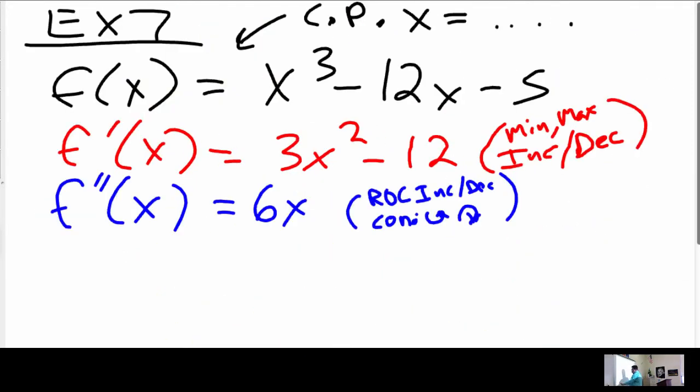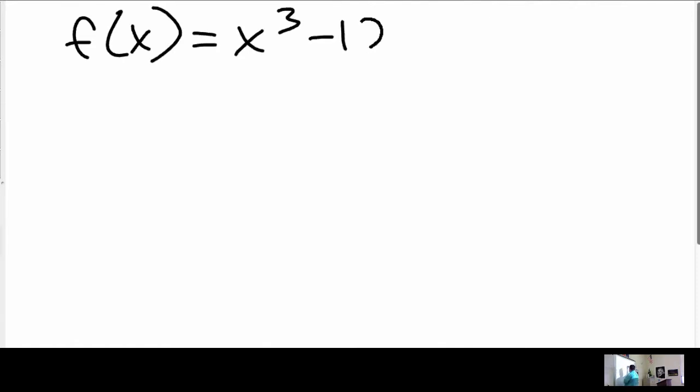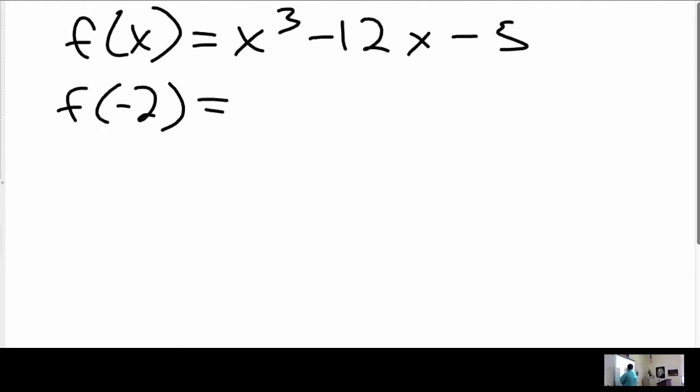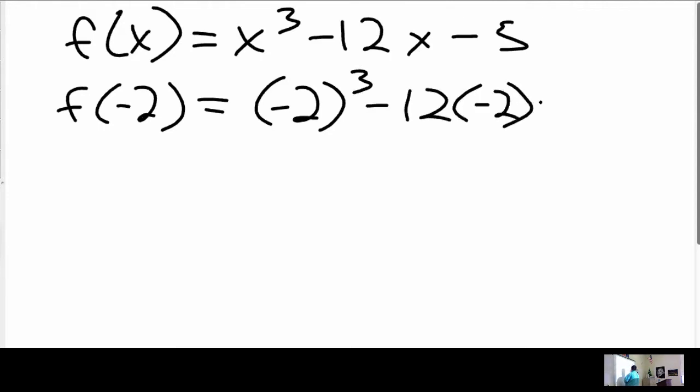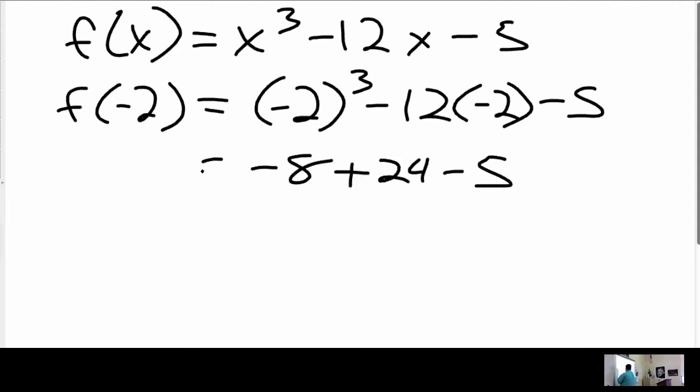Now the last step in this process is we just want to plug those critical points into f of x. So we have negative 2, 0, and 2. I need to find all those. That's the last step, and then we can graph it. So f of x was what? Can somebody tell me what f of x was? x cubed minus 12x minus 5. So I need f of negative 2. So I've got negative 2 cubed minus 12 times negative 2 minus 5. This becomes negative 8. This becomes positive 24. Somebody do that on the calculator and tell me what that is.